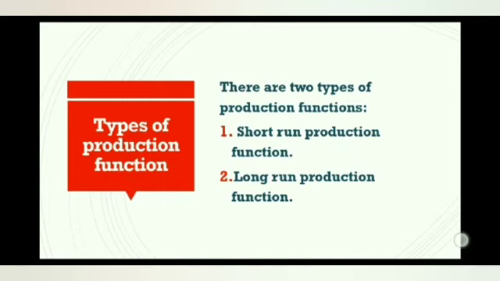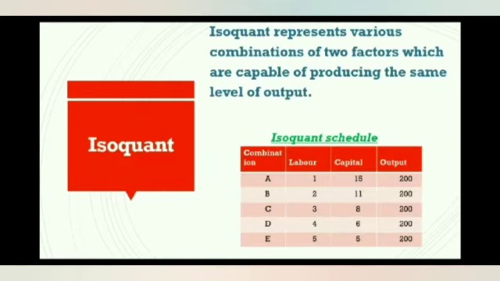Next, isoquant. Isoquants, which are also called equal product curves, are similar to the indifference curve in the theory of consumer behavior. An isoquant represents all those factor combinations which are capable of producing the same level of output. An isoquant represents those combinations of inputs which will be capable of producing an equal quantity of output, so the producer would be indifferent between them.